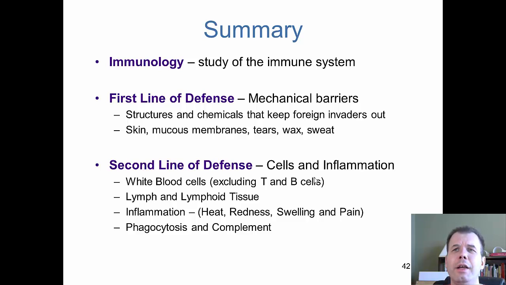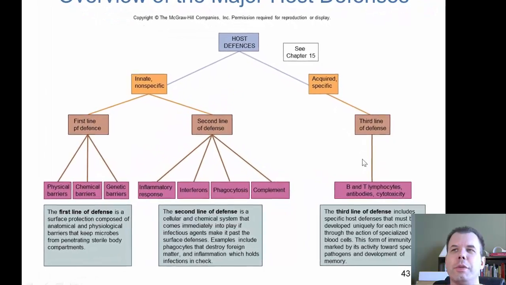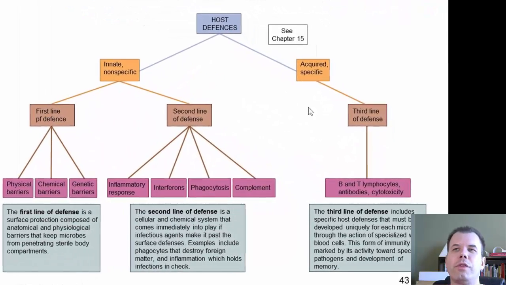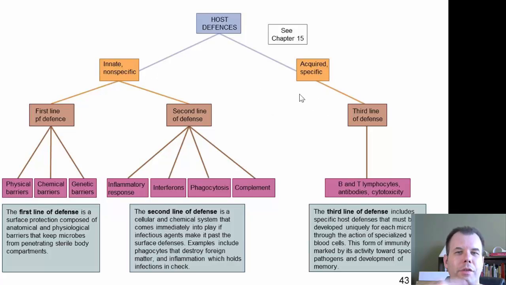Now, this last slide I have here is just showing you a little bit about the third line of defense. Again, what separates the third line of defense from the first two is that one, it's acquired. This is something that develops over a lifetime. So it's what you're exposed to, either naturally or through vaccines, that tells you what type of immune system you develop. And again, you develop specificity, and so it's what you see. So what you see is what you're going to respond to. And again, this deals with the B and T cells. We'll talk about memory and all these other things in the next chapter.